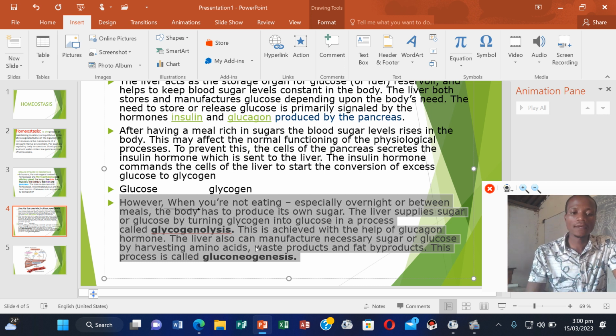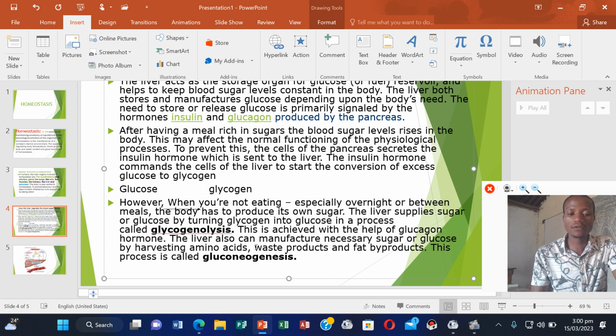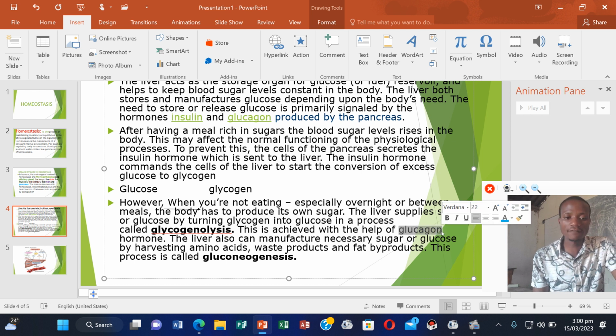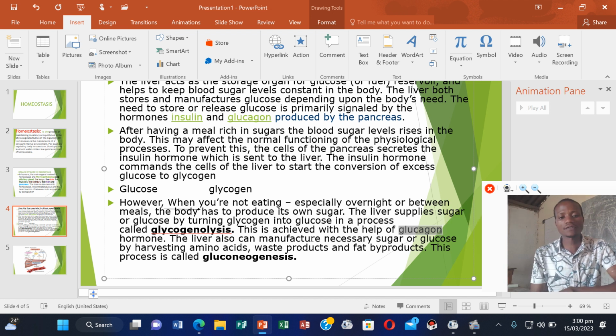So when you lack energy, the cells of the pancreas secrete the glucagon hormone, which will be sent to the liver. This time it will have a different effect. As I said earlier, it will command the cells of the liver to start the conversion of the stored glycogen back to glucose. This process is called glycogenolysis, basically the conversion of glycogen to glucose. So this is how the liver is involved in homeostasis, specifically the maintenance of blood sugar levels.